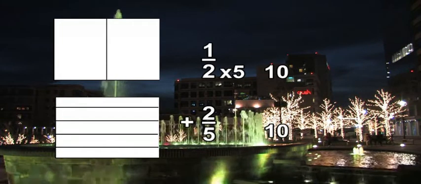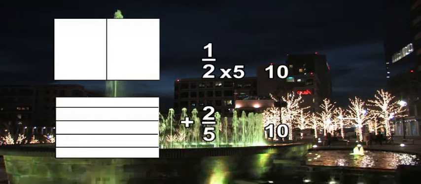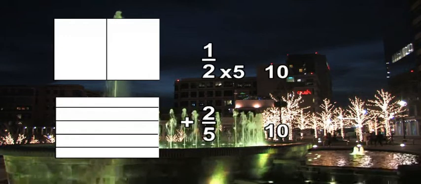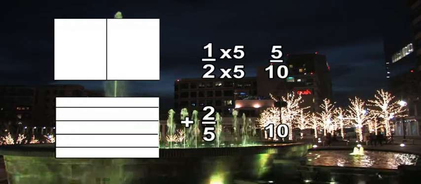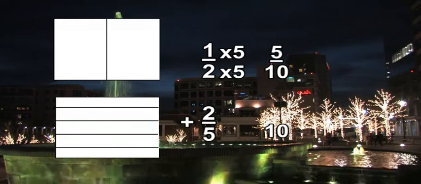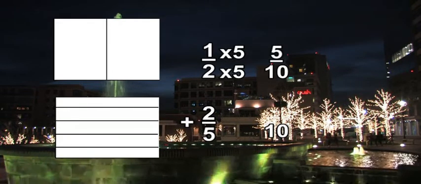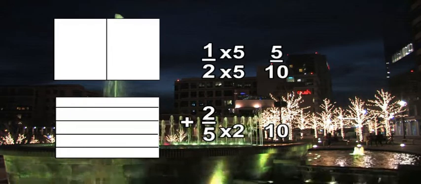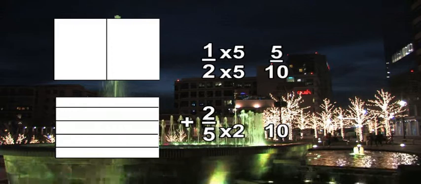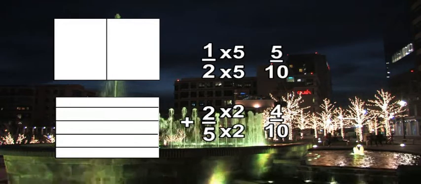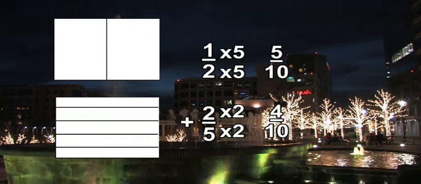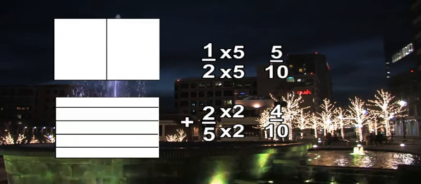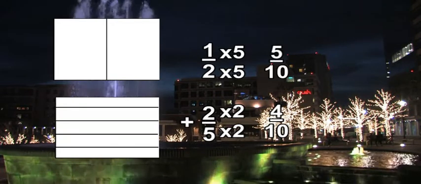To change 1/2 to tenths, you need to multiply by 5. Whatever you do to the denominator, you do to the numerator, so 1/2 becomes the equivalent ratio of 5/10. You need to multiply 2/5 times 2 to create tenths. That means you would multiply the numerator by 2 also. The 2/5 would become 4/10. Now let's look at the models.